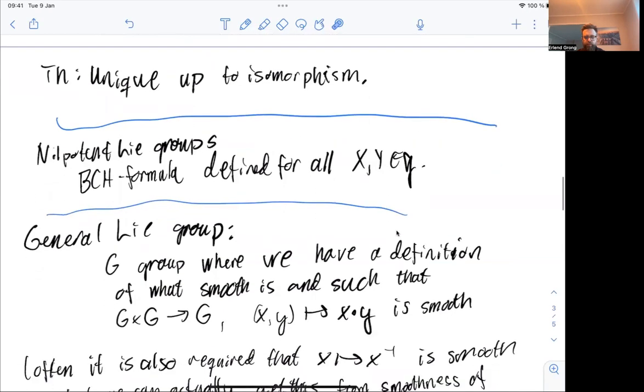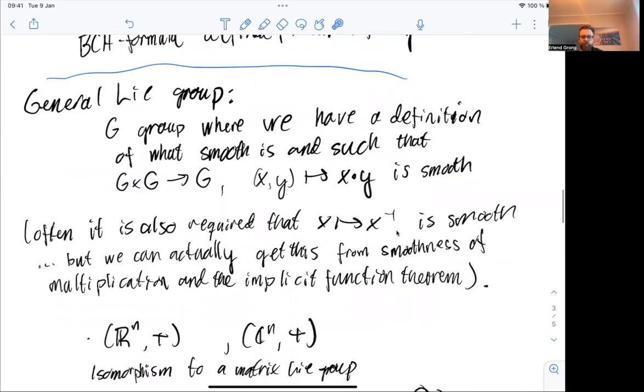Last week we talked about what a general Lie group was. Roughly speaking, since we're not doing manifolds in the course, all you need to know is that a Lie group is like a space where we have some definition of what it means to take derivatives. So what does it mean to be continuous? What does it mean to take derivatives? And what does it mean to be infinitely differentiable, so smooth?